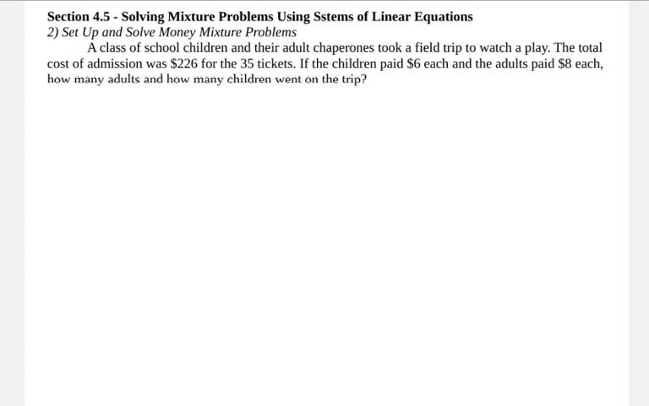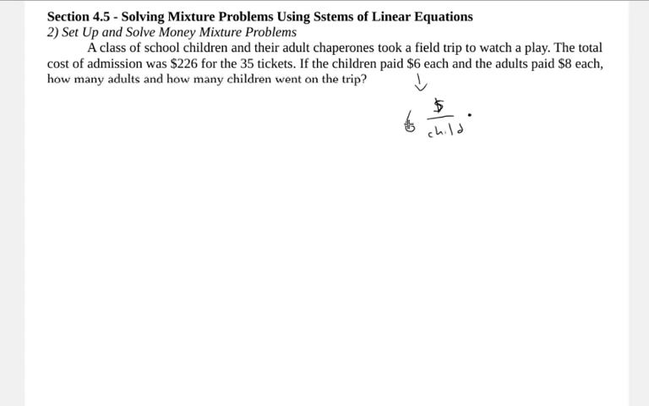So, in order to set this up, I have to think about what equation can relate these things. Noticing this $6 each, this is a rate. This is $6 per child. Whenever you see a rate in a problem like this, this tells you an implied formula.